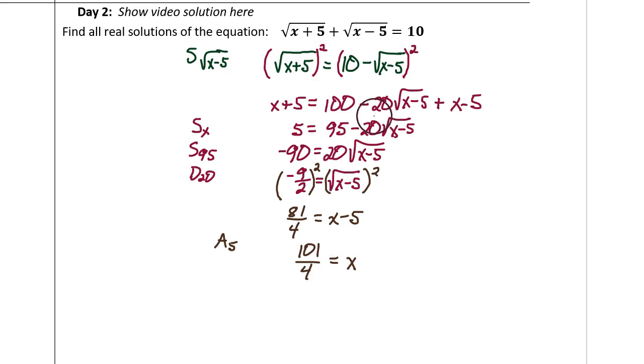Now there were a lot of steps in this algebra, so it would be a good idea to check this answer. You can check the answer by direct substitution into the problem, work out the left side, and make sure it makes 10. Or use the graphing calculator. 101 over 4 is the same thing as 25.25 as a decimal. Let's use the graphing calculator as I described at the start of this video to see that that is the answer.